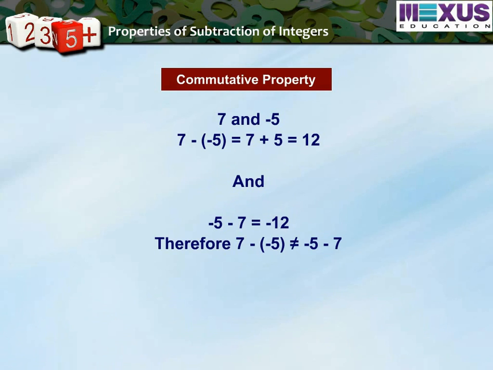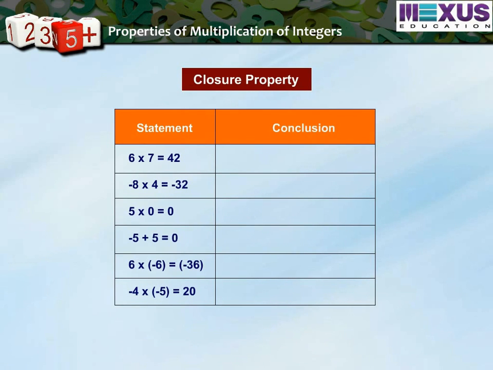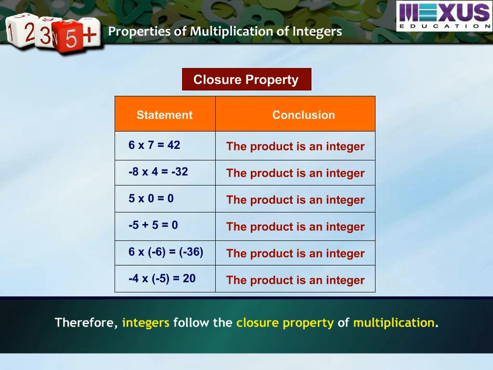Now let us check for commutativity of subtraction of integers. Consider this example. We see that subtracting two integers in any order, the difference is not the same. Thus, subtraction is not commutative for integers. To find out whether multiplication of integers is closed, let us see the following examples. We see that for every pair of integers, their product is also an integer. Therefore, integers follow the closure property of multiplication.